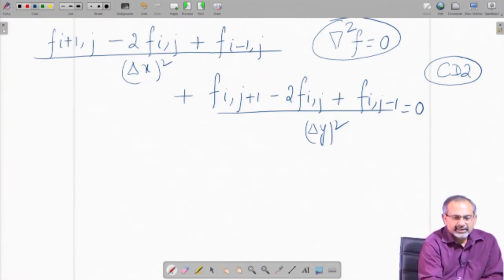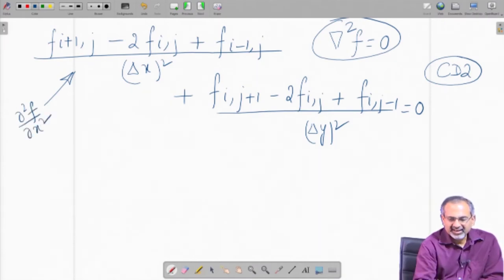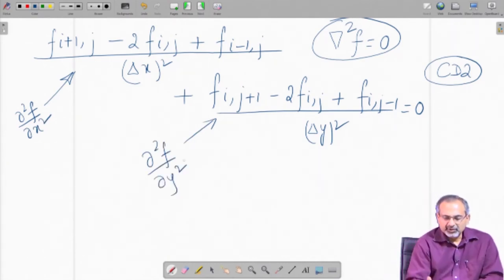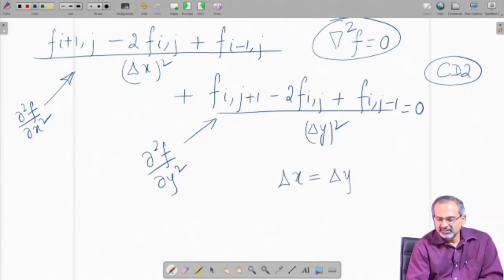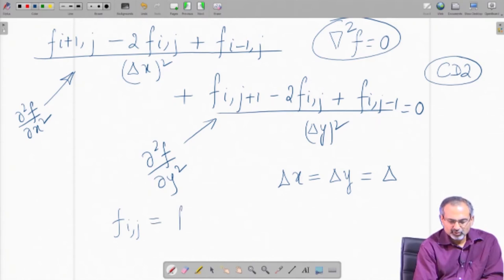So, we finally had a CD2 finite difference expression for the second derivative of f with respect to x and the second derivative of f with respect to y. And we further said that if we were considering equal grid spacing along the two directions x and y, then this would give rise to a significantly simplified expression which looks like this.